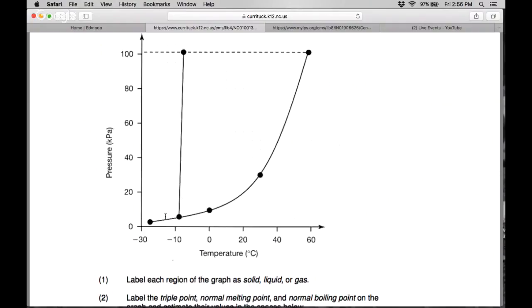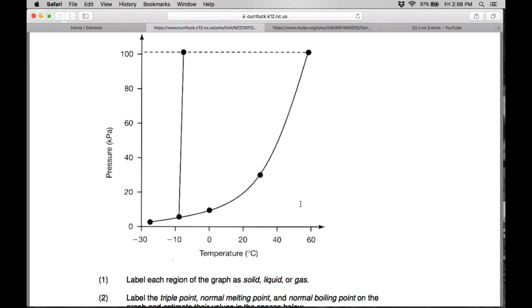Same thing down here. If you cross this line, you're turning from a solid to a gas or a gas to a solid. Solid to a gas is sublimation. Remember, because you start with an S, it's sublimation, S, S. If you start over here as a gas and you cross the line this way, you're going from a gas to a solid. That would be deposition.